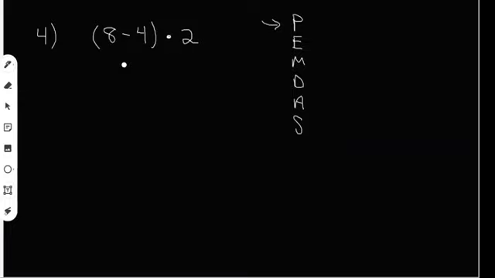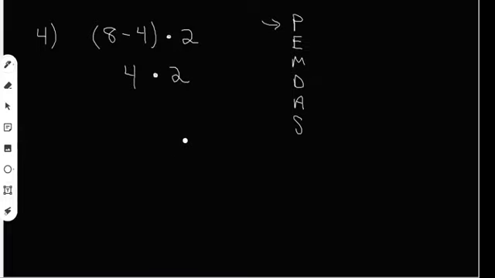Okay, let's try number 4 together. 8 minus 4 in parentheses times 2. When we do order of operations, we start with parentheses first. That's what PEMDAS tells us. So we're going to start off with this first. What's inside parentheses? We have 8 minus 4. And we know that 8 minus 4 is just 4, right? And then I bring down the rest of the stuff. So I need to bring down this dot that's in the middle, but I also need to bring down this 2.